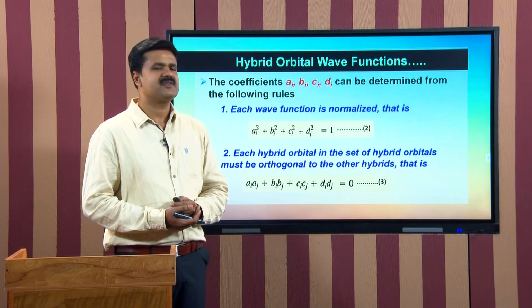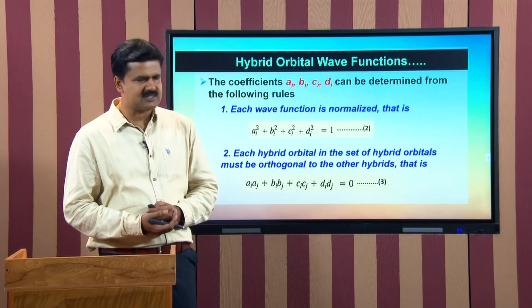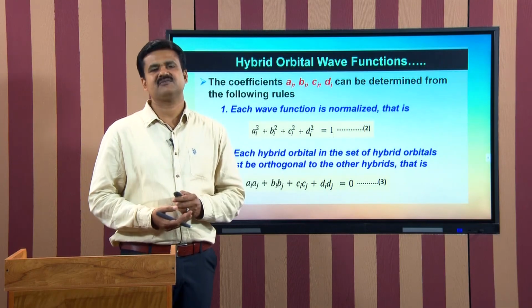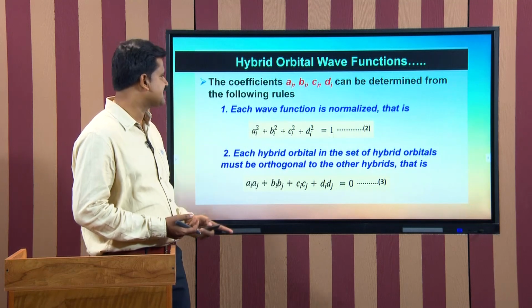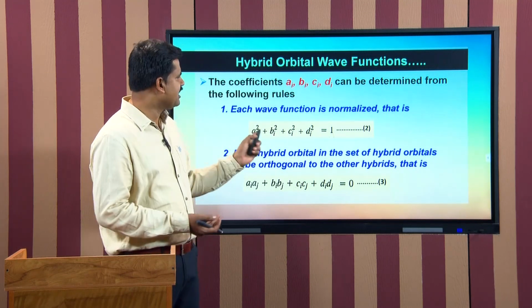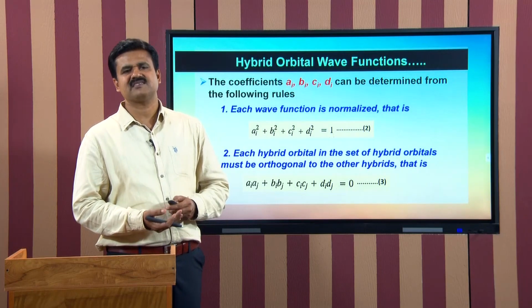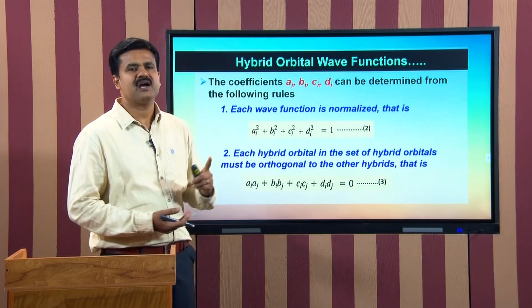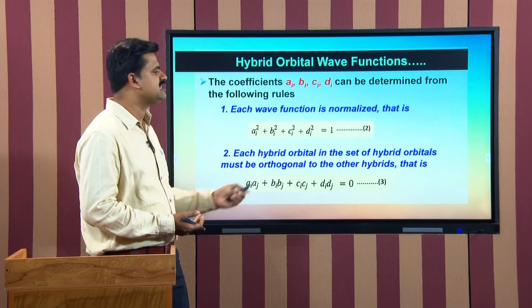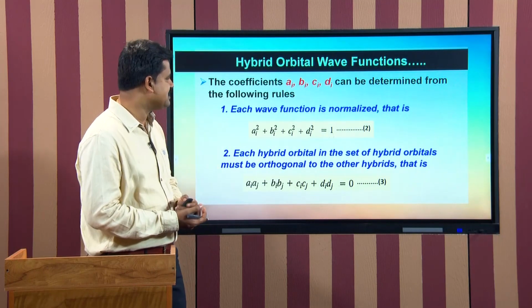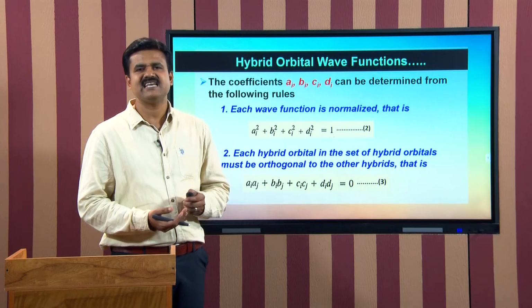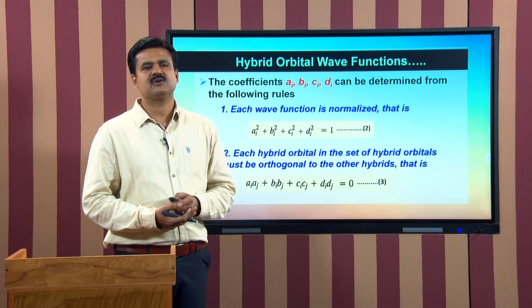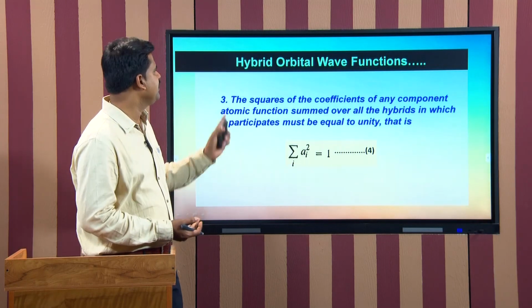These coefficients can be determined from the following rules. The first rule, which we already mentioned when we studied sp and sp2 hybridization, says that as a result of normalization, a_i squared plus b_i squared plus c_i squared plus d_i squared is equal to 1. Also, each hybrid orbital in the set must be orthogonal to each other. Such orthogonality leads to the conclusion that a_i a_j plus b_i b_j plus c_i c_j plus d_i d_j is equal to 0. These two conditions are very important in evaluating the coefficients of linear combination. And finally, there is one more rule.